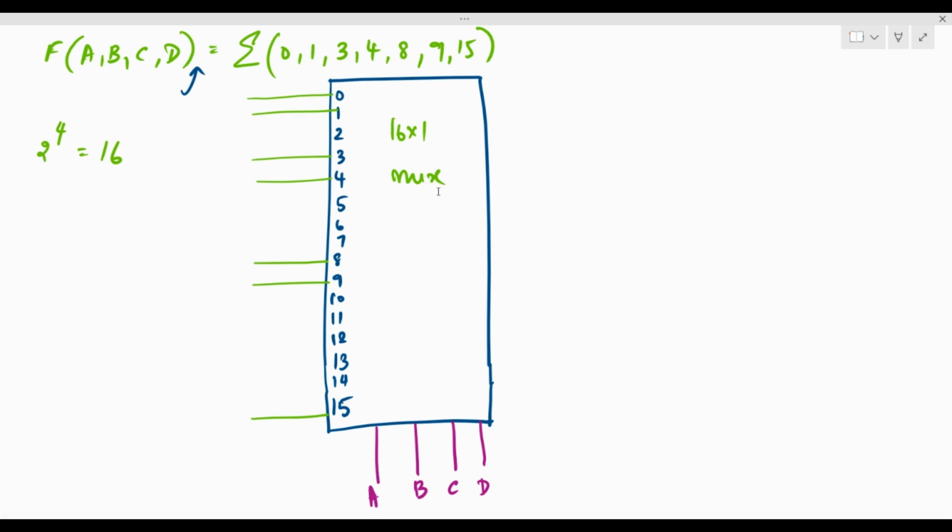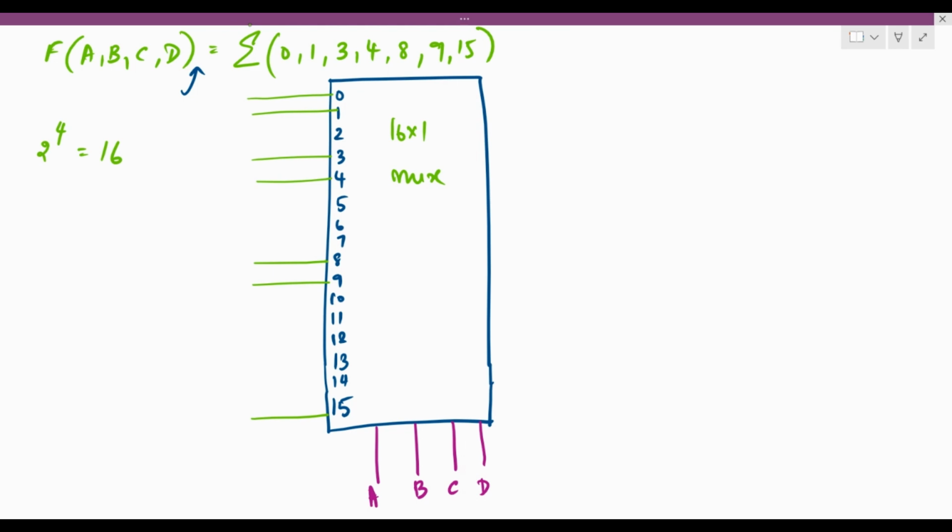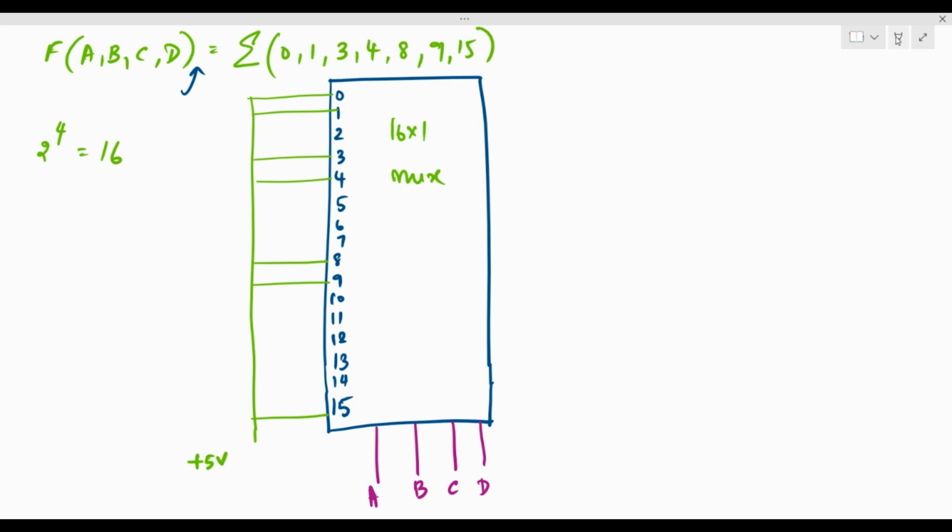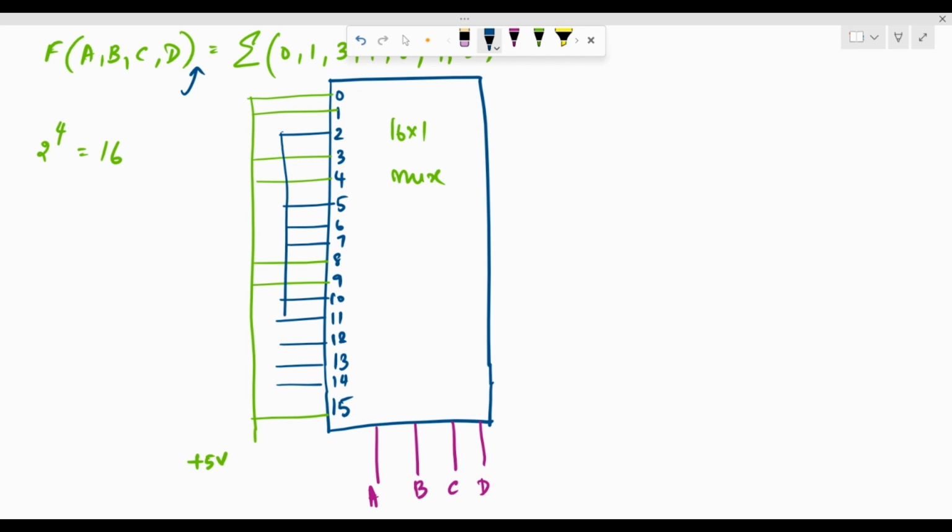So for this logical function, to implement it using a 16 cross 1 MUX, we need to choose all the four external inputs A, B, C, D as select lines, and only the minterms mentioned in the problem should be all connected together to plus 5 volts or high, and the remaining are to be connected together in such a manner that they are going to be grounded. So this is the output of this multiplexer and this is how it should be connected.